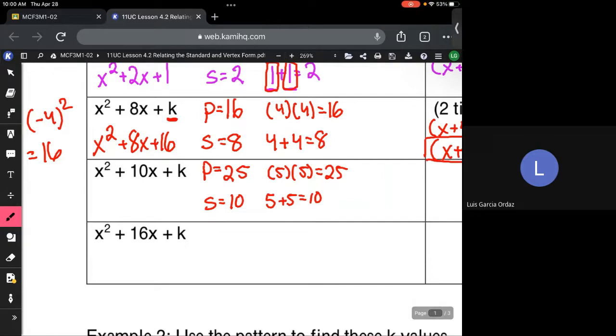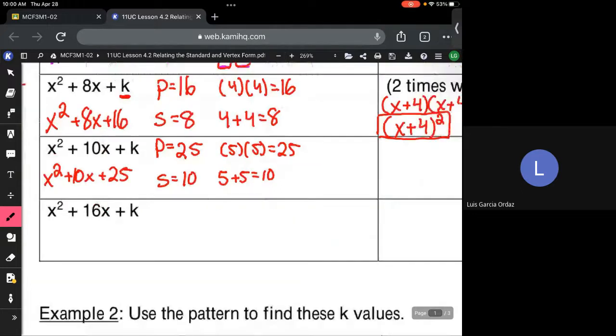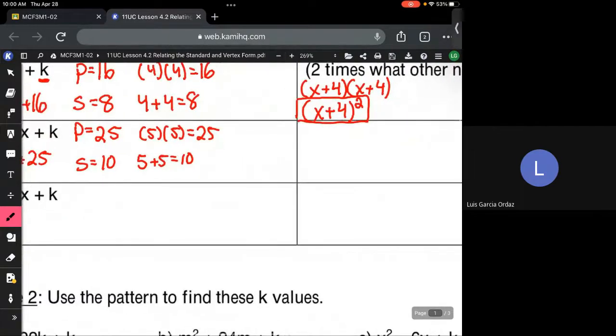So my trinomial is x squared plus 10x plus 25. So now what are my brackets going to be? Cynthia. X plus 5 times x plus 5, or x plus 5 squared. Perfect.